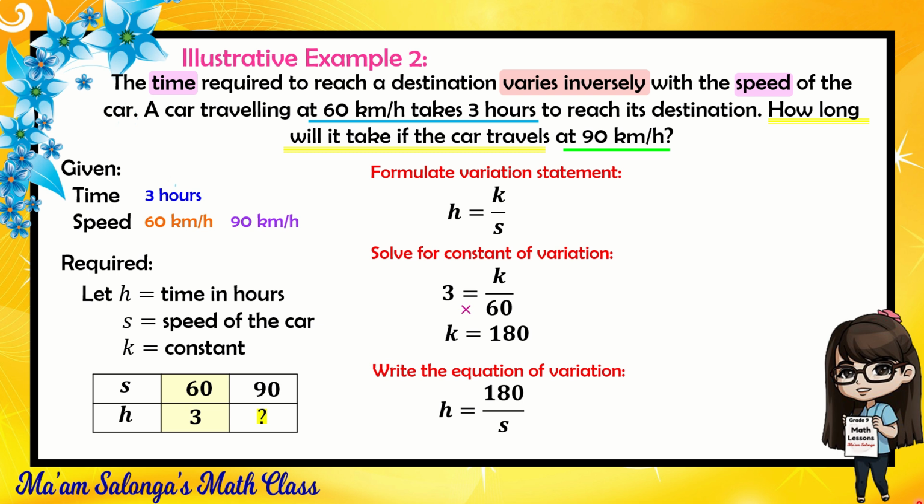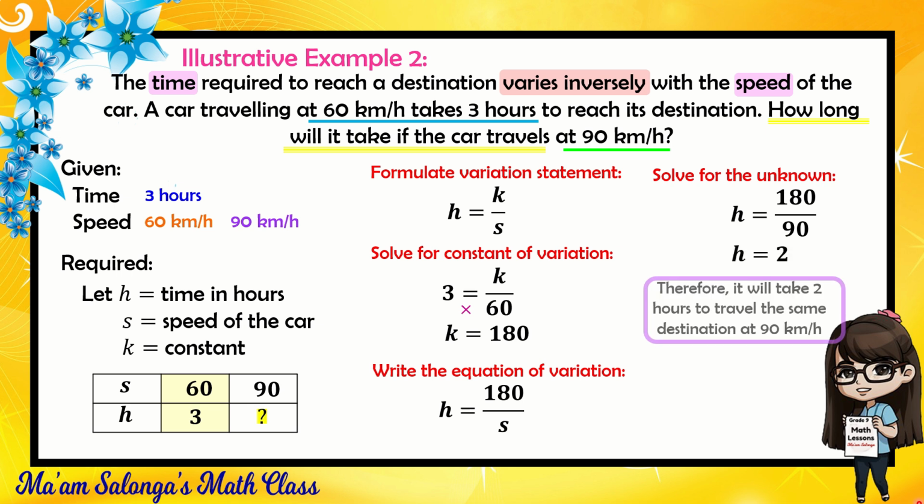Then, using the equation of variation, we will solve for the unknown, which is the time. So, by substitution, we have h equals 180 over 90. And that is 2. Therefore, it will take 2 hours to travel the same distance at 90 kilometers per hour.